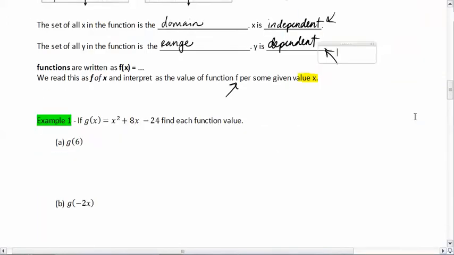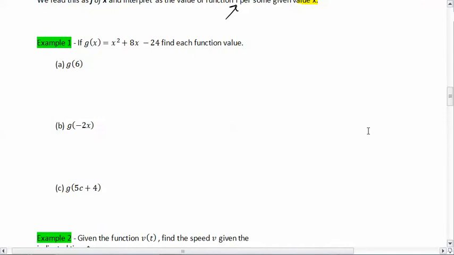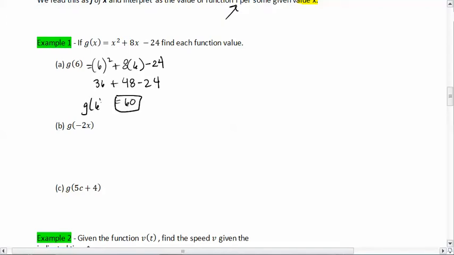So let's evaluate some functions for some given values of x. We have the function g of x equals x squared plus 8x minus 24. So if we're going to evaluate that at g of 6, we'll then substitute 6 in for x. So we have g of 6 is equal to 6 squared plus 8 times 6 minus 24. This is equal to 36 plus 48 minus 24, which is just equal to 60. Okay, so g of 6 is equal to 60.